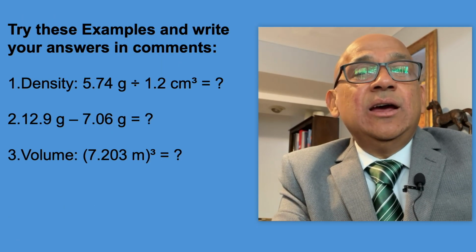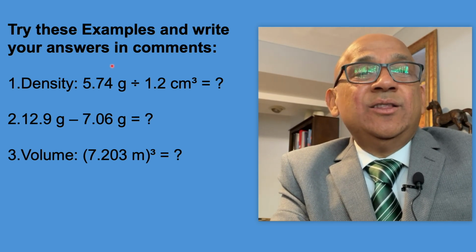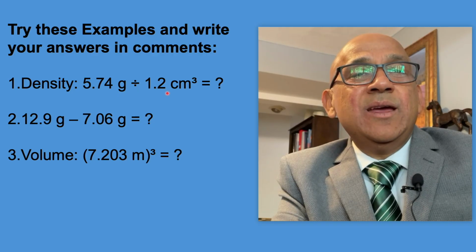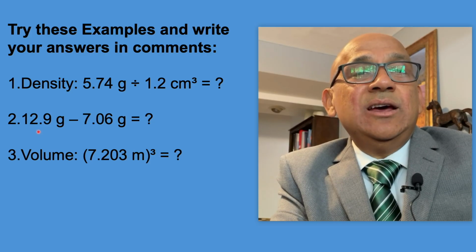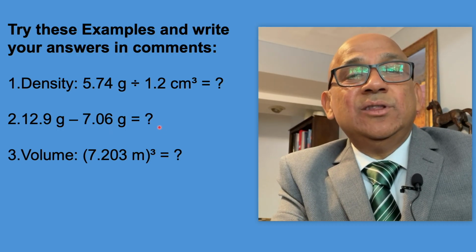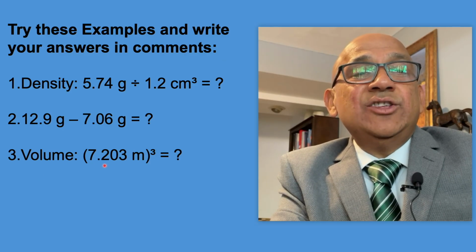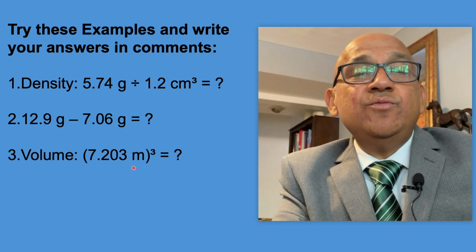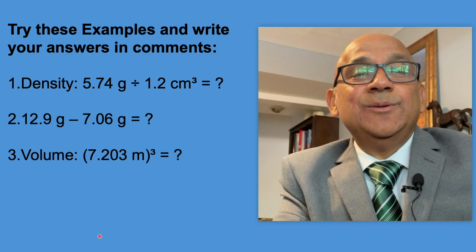So now with this, I would encourage you to try these examples and write your answers in a comment. The first question is to find the density, which is by dividing mass by volume. Write your answer with the right significant digits. Second one is subtraction, 12.9 grams minus 7.06 grams. Again, write your answer with the right number of decimal places. And then find the volume of something which has cubic dimensions, 7.203 meter cube, and write your answer with the correct number of significant figures.